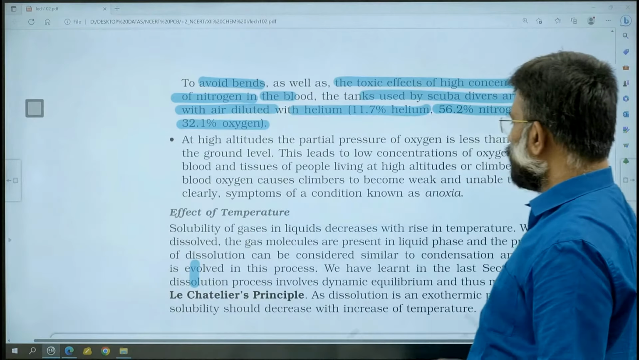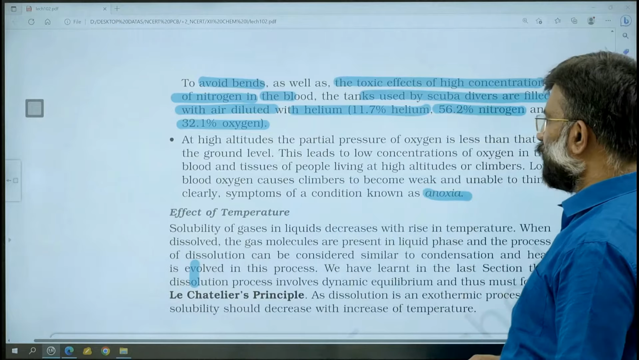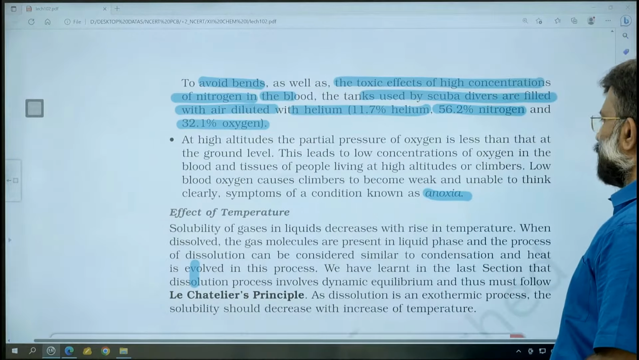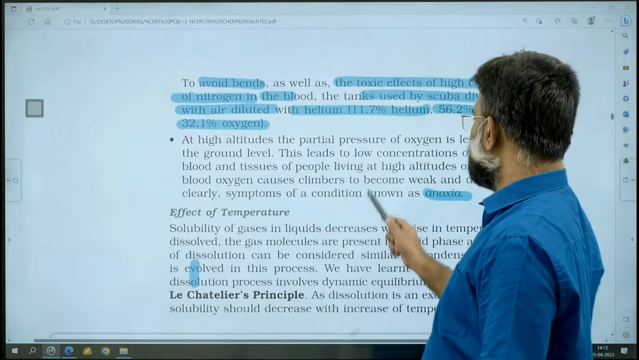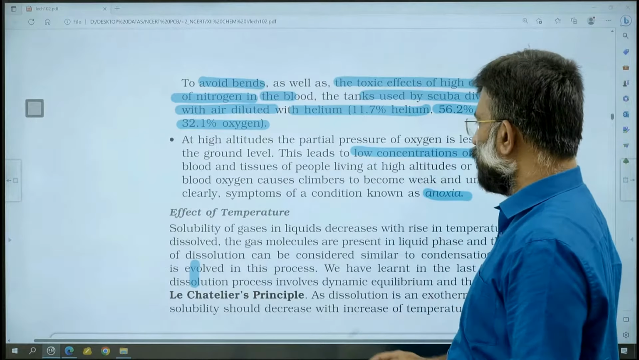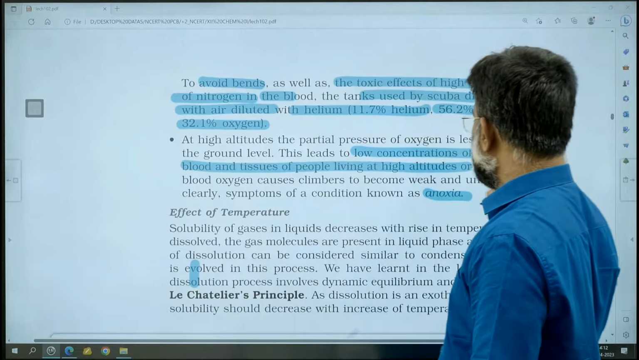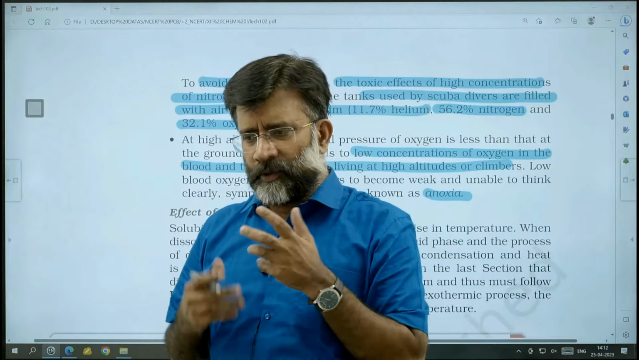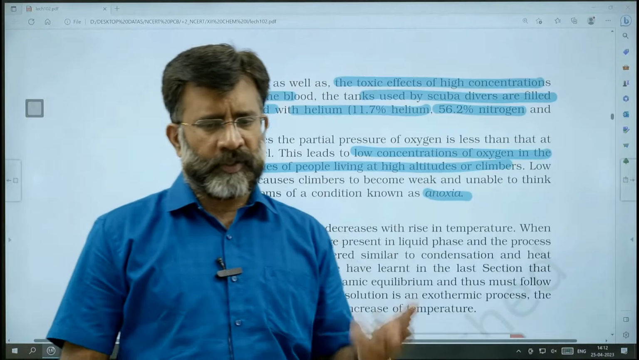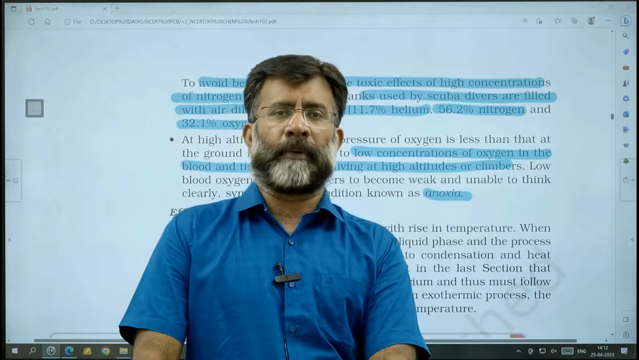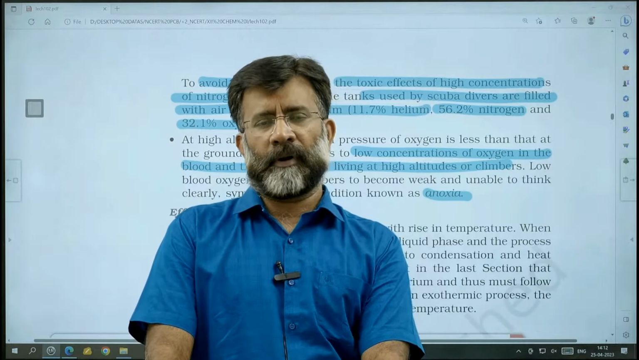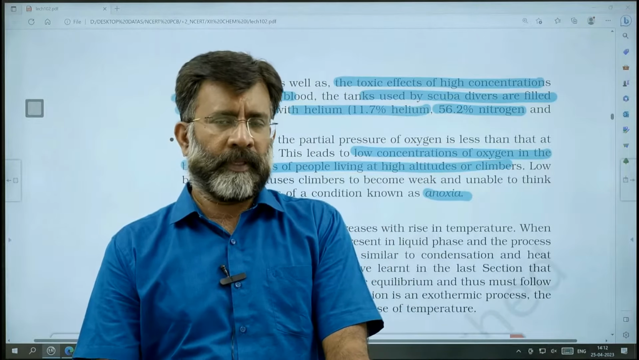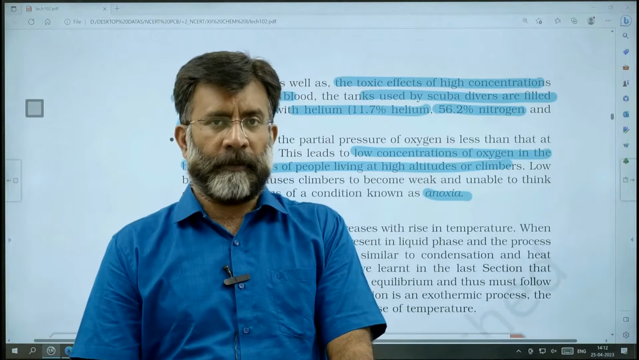And there is one more point explained, anoxia. What is anoxia? At high altitudes, the partial pressure of oxygen is less than that at ground level. This leads to low concentration of oxygen in the blood and tissues of people living at a high altitude and even climbers. They are unable to think properly due to less dissolved oxygen content in the blood. The phenomenon is called anoxia.